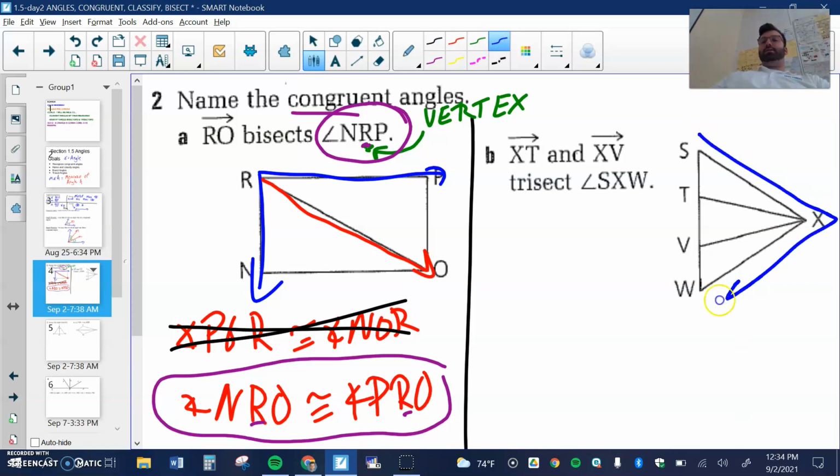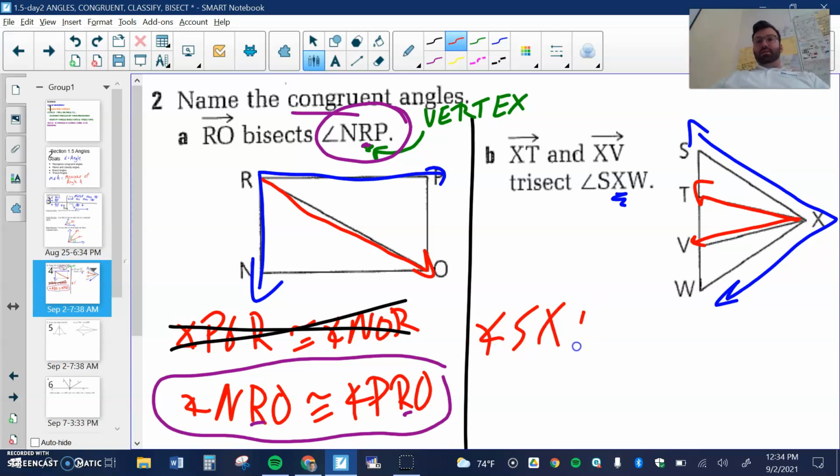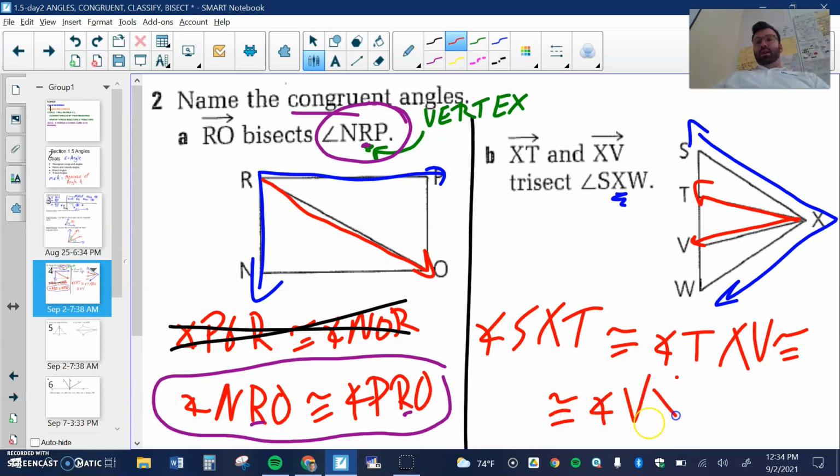Let's try this. SXW, X is our vertex. X is in the middle. I have 2 rays bisecting it. So now we want to name our angles that are congruent. Name three angles with a vertex of X. S, X, T congruent to T, X, V congruent to V, X, W. Those are our three congruent angles here.